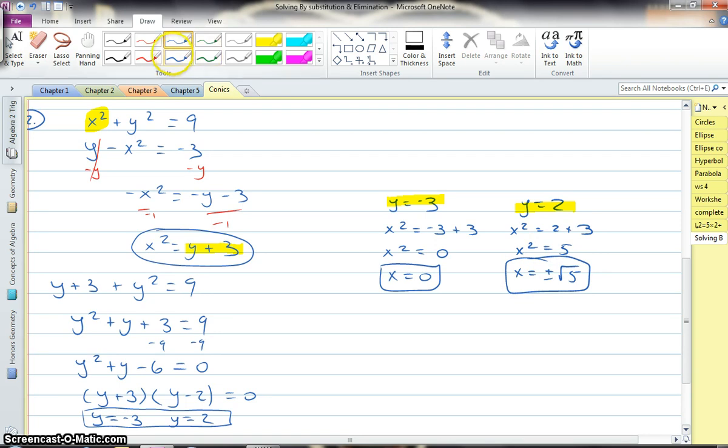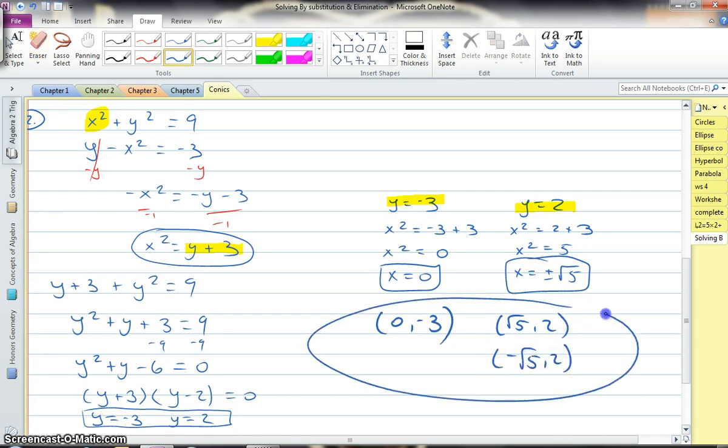So when y is negative 3, I get 0. So 0, negative 3 is one intersection point. When y is 2, I get positive root 5, or I get negative root 5. So those would be my three solutions for this problem here. All right, and that's how you would utilize substitution.